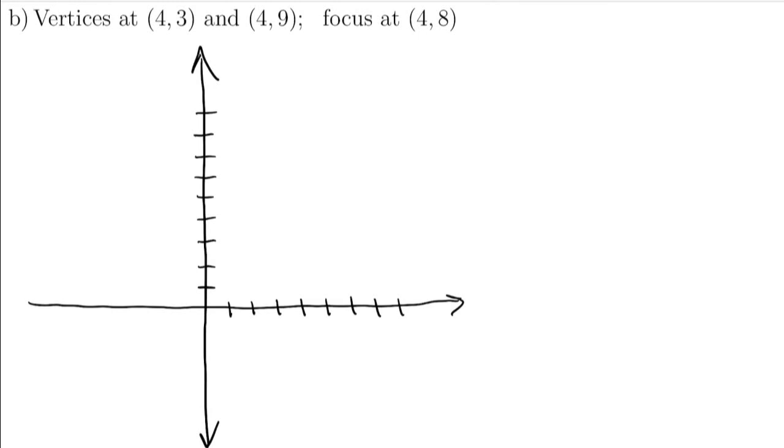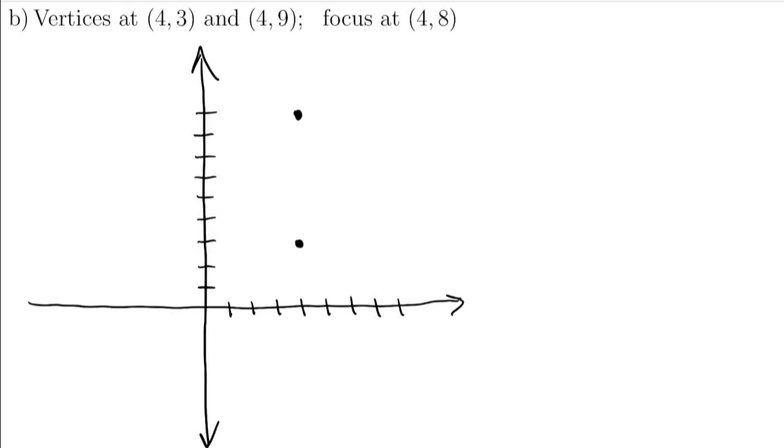So I'm going to start out the first way that we did in the last example, which is just by plotting the points that were given. As you can see, I already have an x and y axis here. So I'm just going to start by plotting the vertices. So I'm going to go 1, 2, 3, 4, and then up by 3. So I have a vertex right here at 4, 3. And then I have another vertex all the way up at 4, 9. So 3, 4, 5, 6, 7, 8, 9, all the way up at the top here.